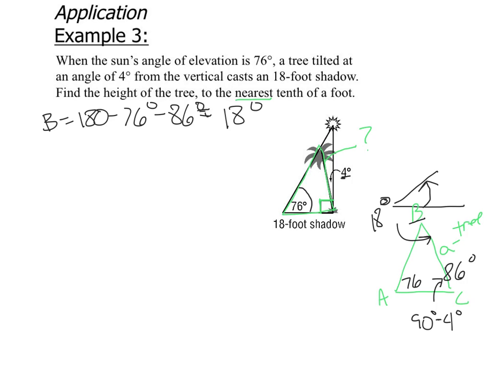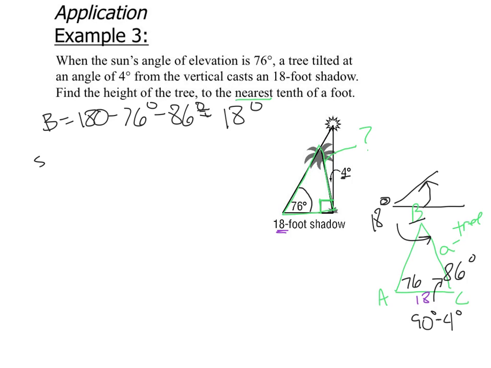Okay, so now I have all of my angles. And also, there's one other given piece of information, and that is that this edge is equal to 18, because it said we had an 18-foot shadow. So now it's looking like I can use the law of sines here to write some proportions, because I have angle B is 18 degrees, and I have the side across from it is length 18.